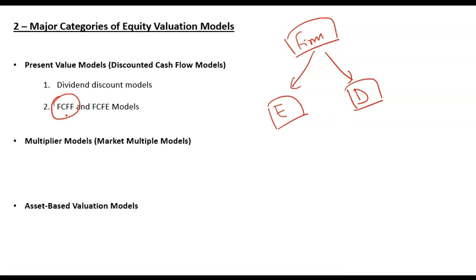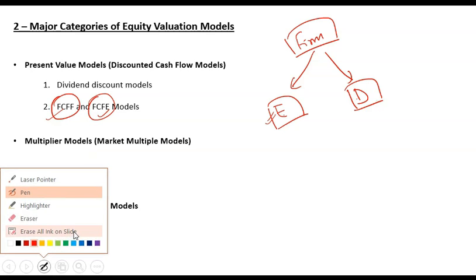So when we say free cash flow to firm, it means we are talking about the free cash flow to equity as well as debt holders. We are not differentiating between these two. And when we say free cash flow to equity, it means we are only talking about the free cash flow to these equity holders. So we will discount free cash flow to equity at the required rate of return on equity, and we will discount back free cash flow to firm at the WACC.